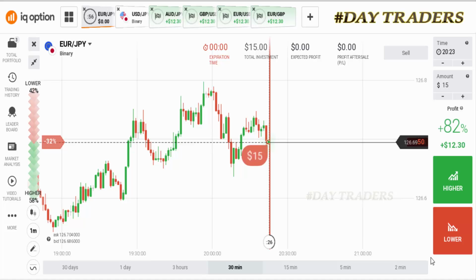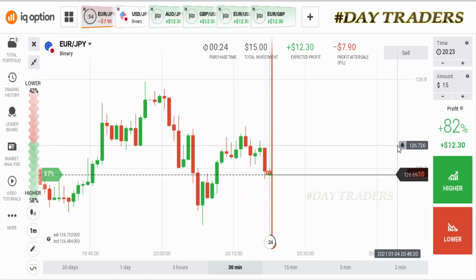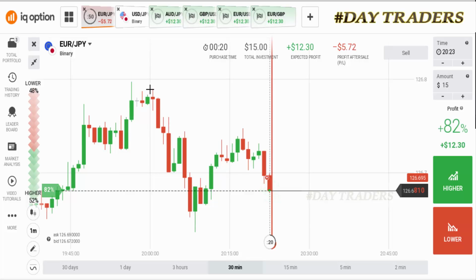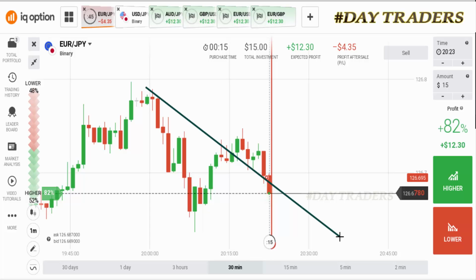Okay, I'll place a lower option, but this is a minor buyer's area. You can see, and this is a buyer's area also. This is a buyer's area.